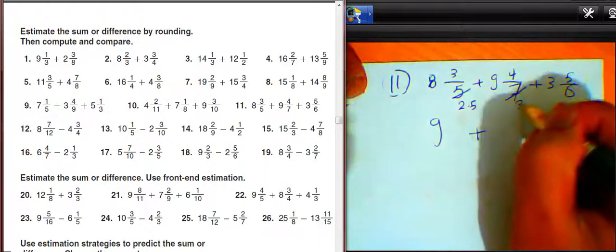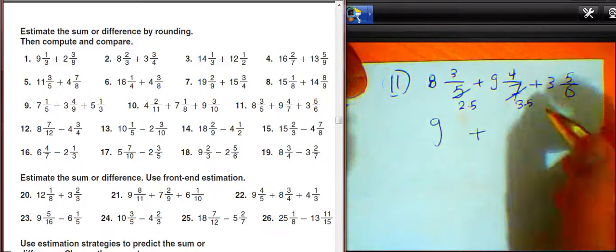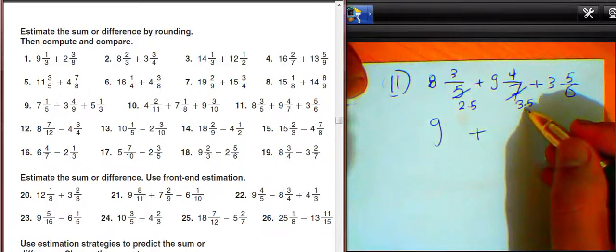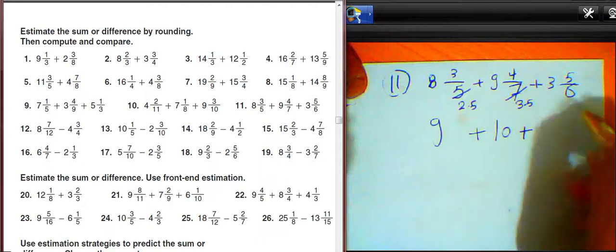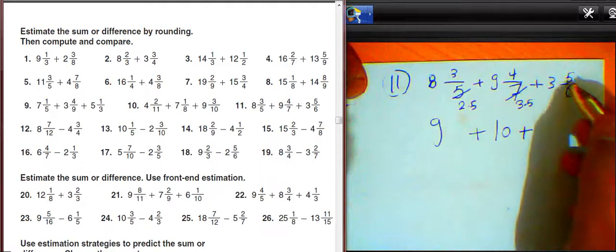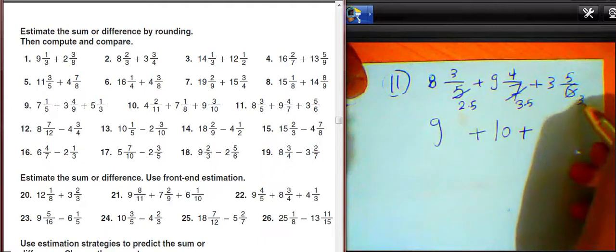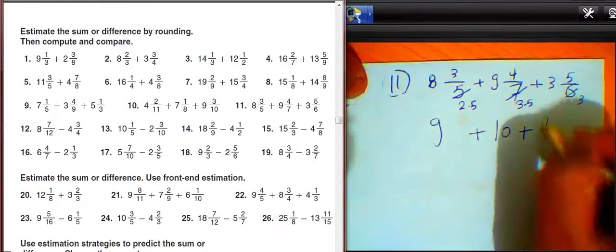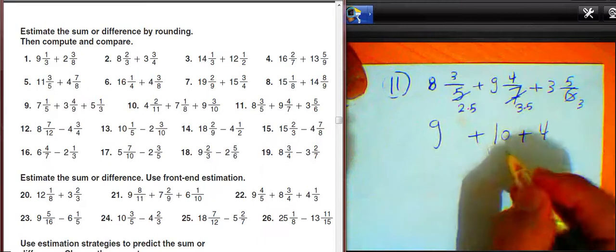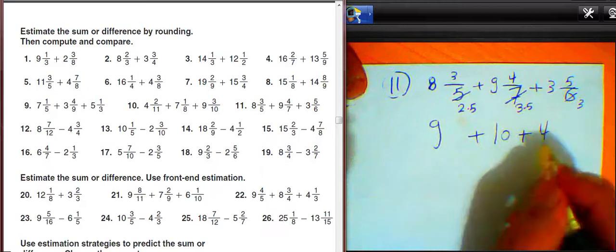7, half of 7 equals 3.5. 4 is more than half of 7, so this number is nearest to 10. And half of 6 equals 3. 5 is more than half of 6, so this number is nearest to 4. Then 9 plus 10 equals 19. 19 plus 4 equals 23.